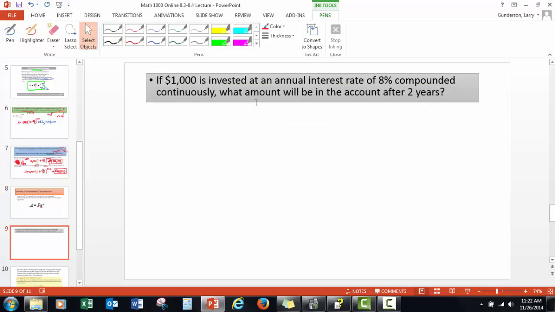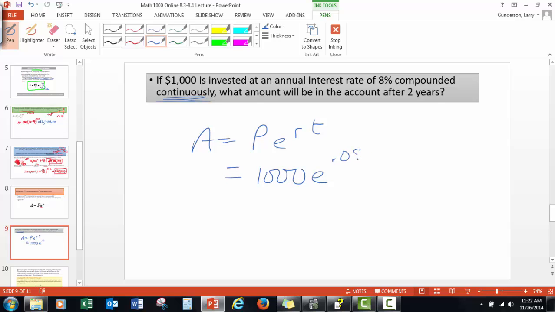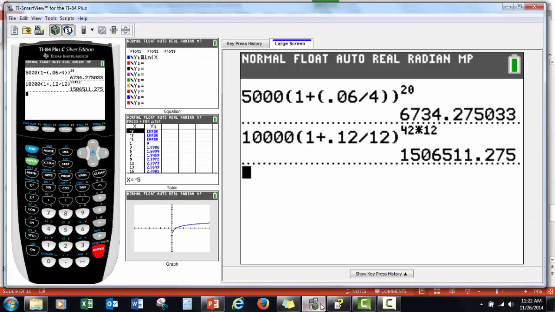So, if $1,000 is invested at an annual interest rate of 8% compounded continuously, so there's the key word, it's not quarterly or monthly, it's continuously, what amount will be in the account after 2 years? Well, you use A equals P e to the rt. The amount's going to be the principal, which was 1,000, times e, interest rate's 0.08, and the time is 2.